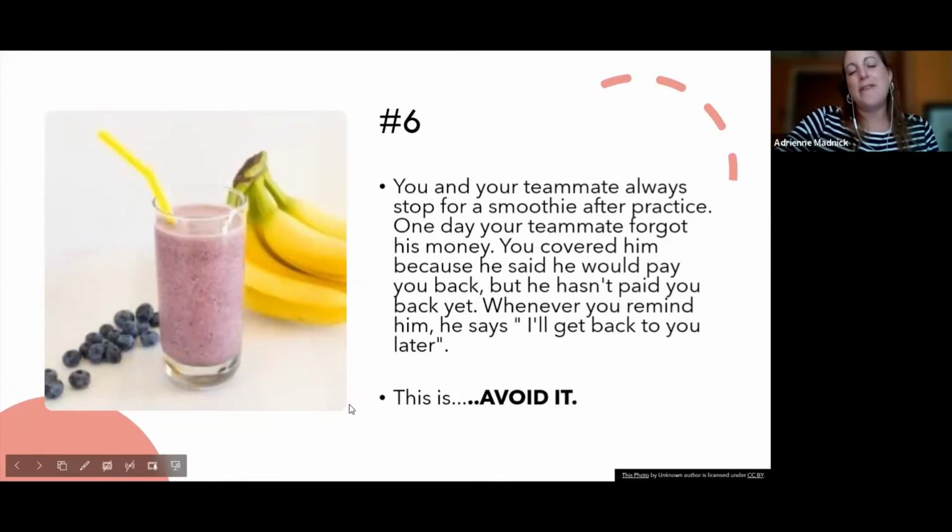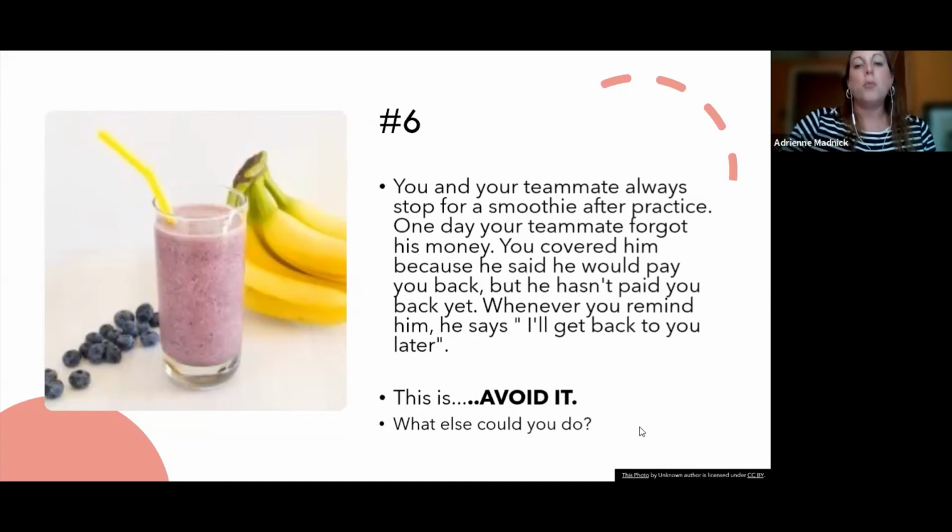So if we think about avoiding it, which is the unhealthy way of solving a conflict, what could you have done to resolve this conflict? Like if you were in that situation where your friend was just like, I'll get back to you, I'll get back to you later. What could you say or do that could resolve the conflict? Because you're probably feeling some type of way about them borrowing money and not paying you back.